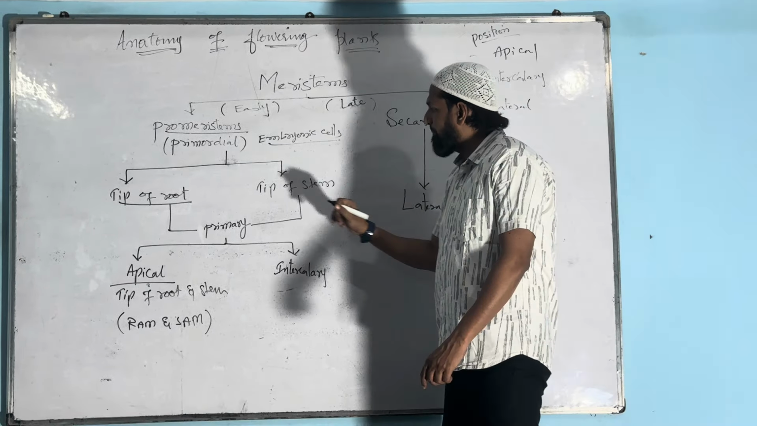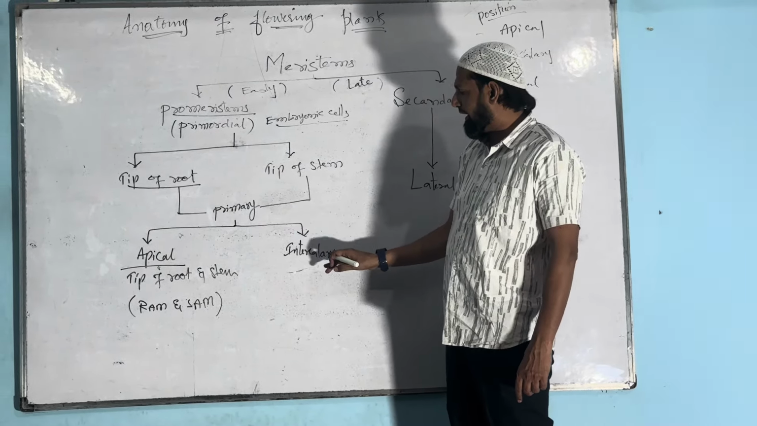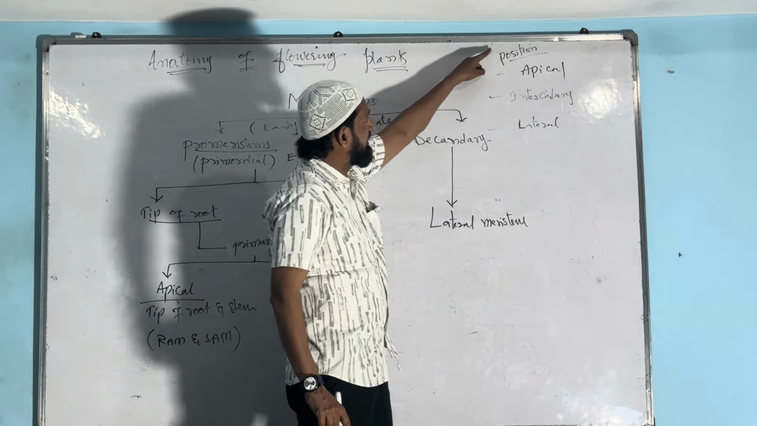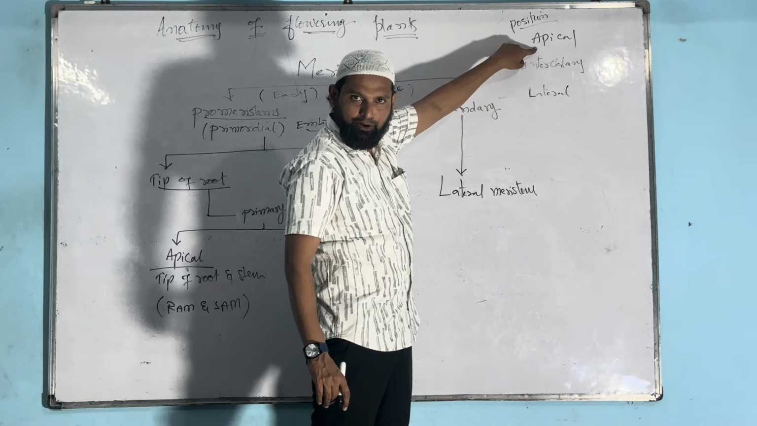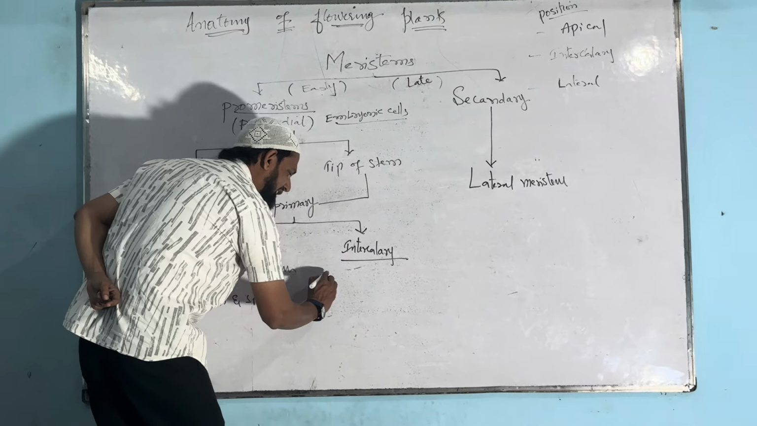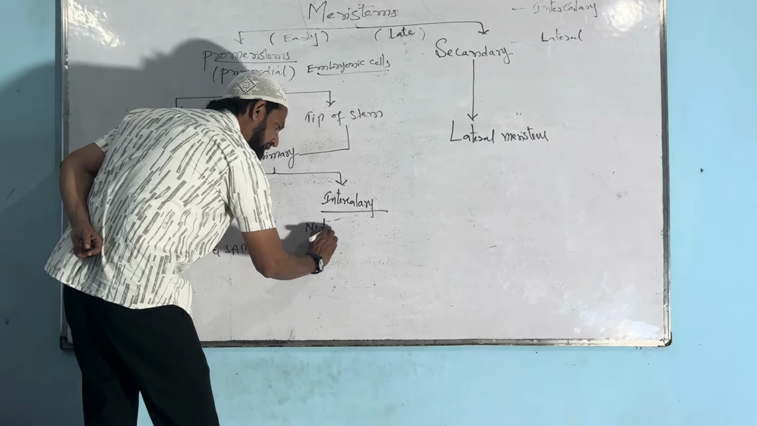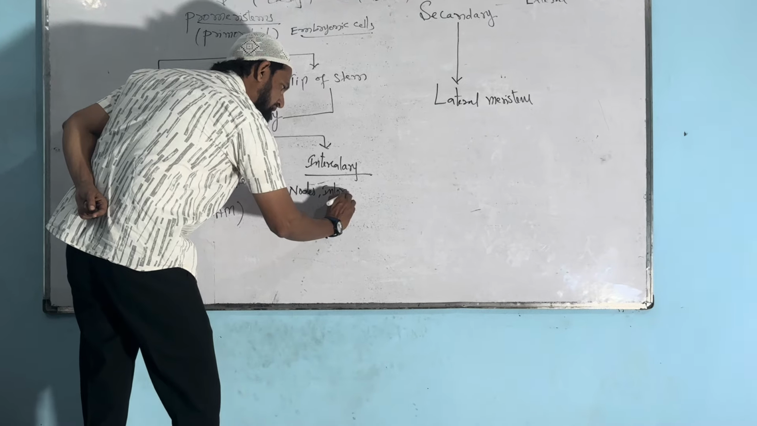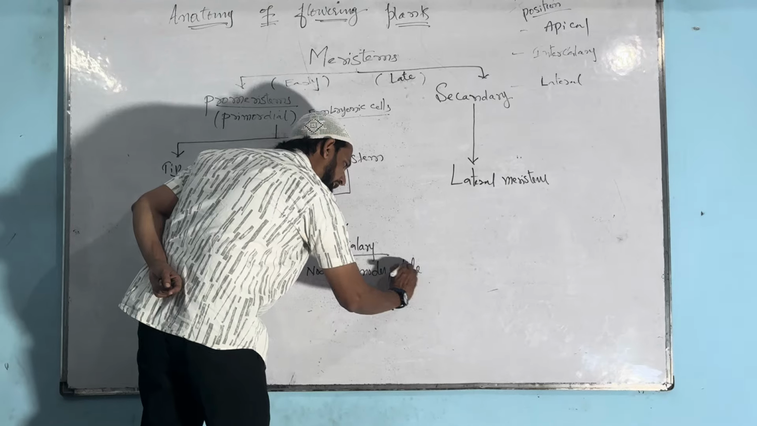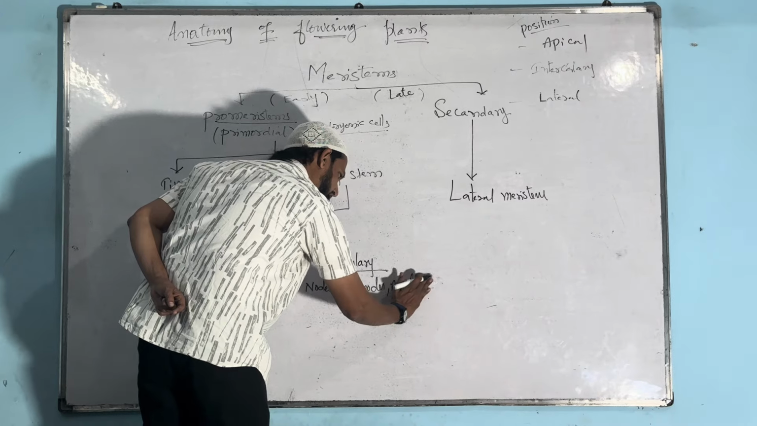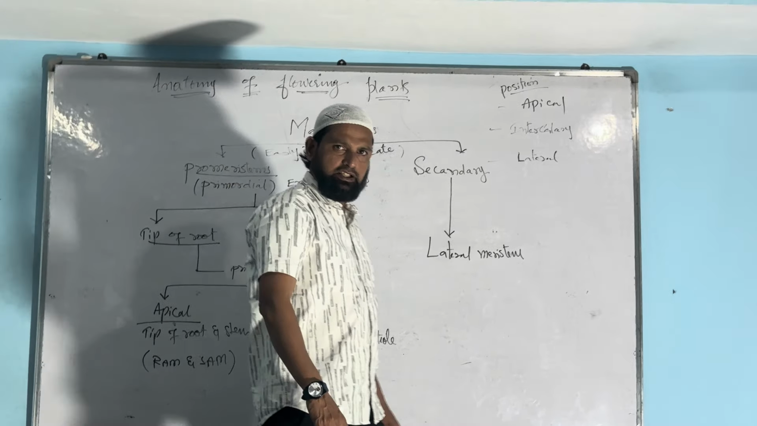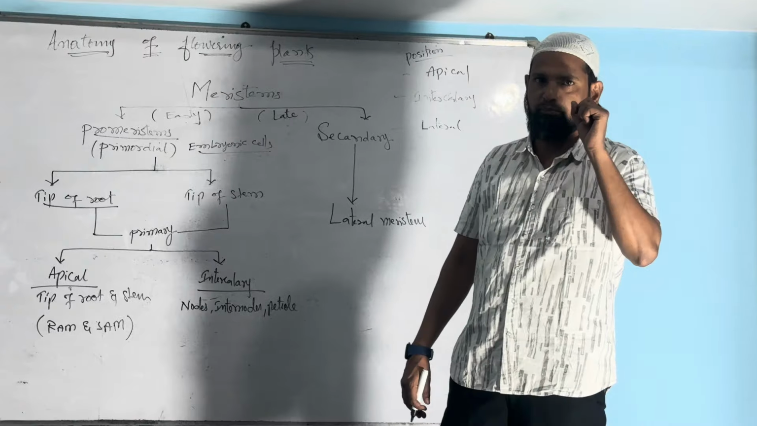Whereas the primary meristem also gives rise to what? Intercalary meristem. Based on position, apical is present at the tip of root and shoot. Intercalary meristems are present at the nodes, internodes, petiole, and we can take some other characters also. So here intercalary meristems are present at the nodes, internodes, or we can take one more word, that is petiole.